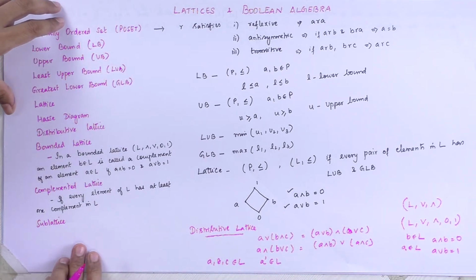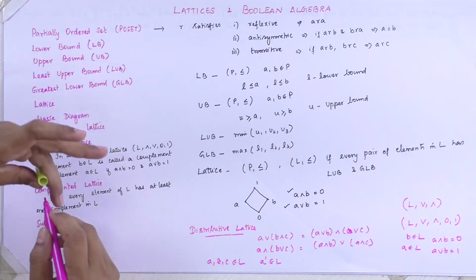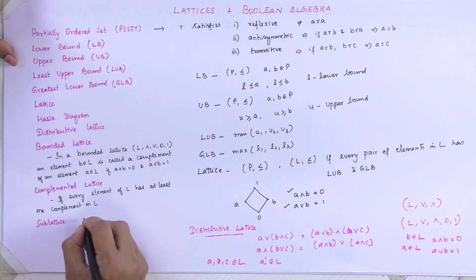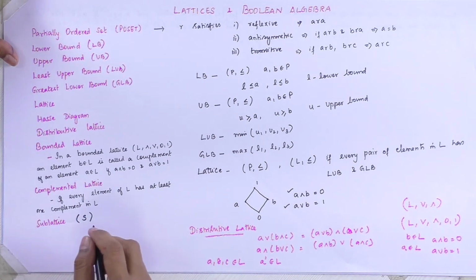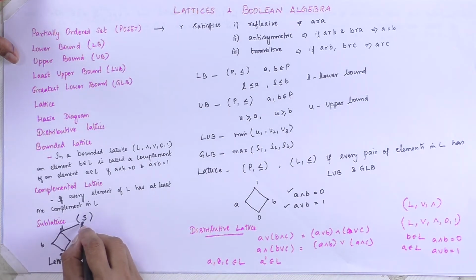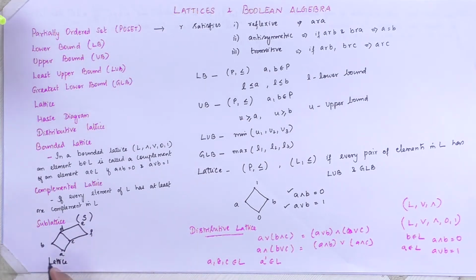And next, coming on to the sublattice. So sublattice means, first of all, I'll denote the set to be the sublattice as S, right? Suppose for example we have a lattice with elements A, B, C, D, E, F, C, right? So this is a lattice.